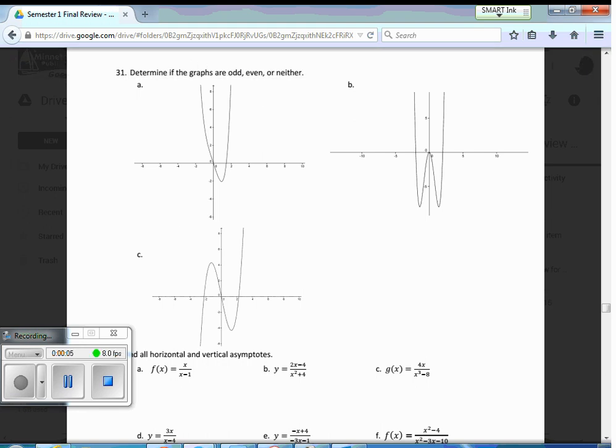Reviewing for the pre-calc final, and this is problem 31. This is off the packet, by the way, and we're about 2/3 of the way through the packet. Odd, even, or neither. Do you remember that odd symmetry has a reflection through the origin? Like I take that spot right there, I go through the origin, and there should be a spot on the other side. There isn't one. So clearly this is not odd.